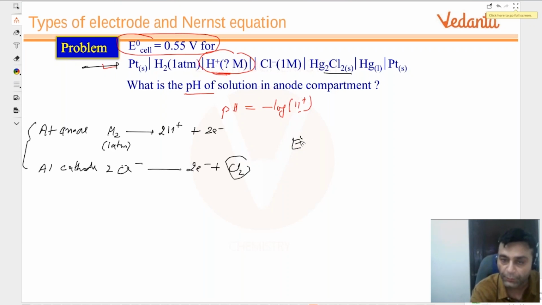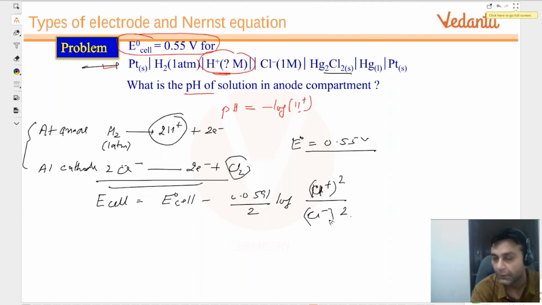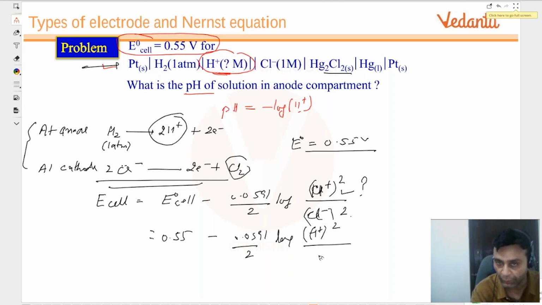And E naught value is already given to you as 0.55 volt. And now I can write the Nernst equation: E cell is equal to E naught cell minus 0.0591, N is equal to 2, logarithm of product upon reactant. Product is here Cl negative ion concentration upon reactant is, sorry. If you add these two equations, the product will come out of the H positive ion here. So H positive ion to the power 2 and this is the Cl negative ion to the power 2. Right? This value to be determined. Rest all values are given to us. This value is now 0.55 minus 0.0591 upon 2 logarithm of the H positive ion here to the power determined, and Cl negative value is already given to you as 1 molar.